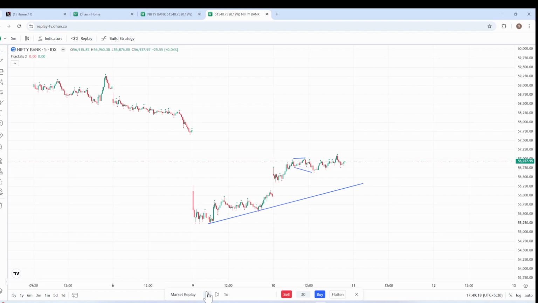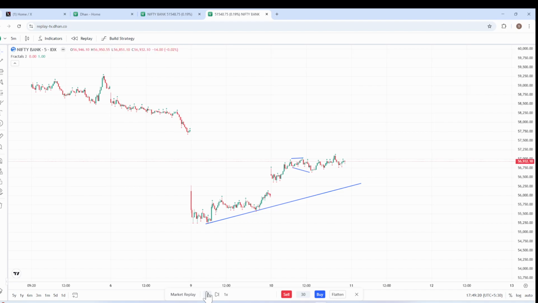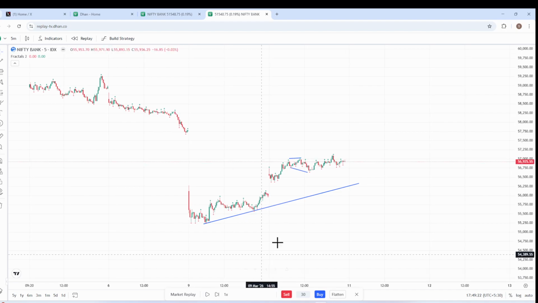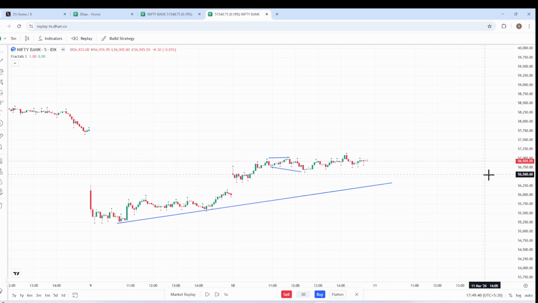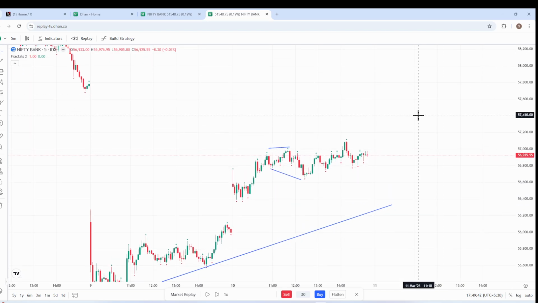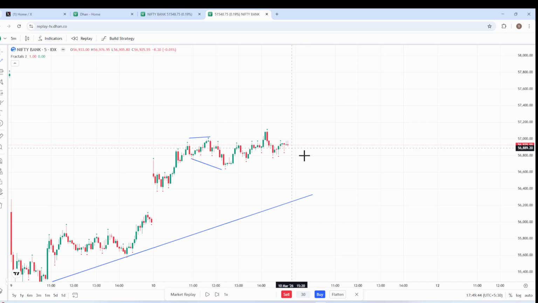Okay, it is still making... I think it has completed its move. Now it has made a relatively strong impulse and it is making a flag here. If this is broken, then we are going for this. Fine, let's see. I will blow it up a little for you. Okay, so let me put this here.